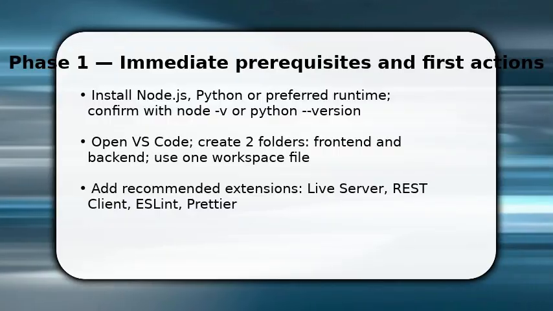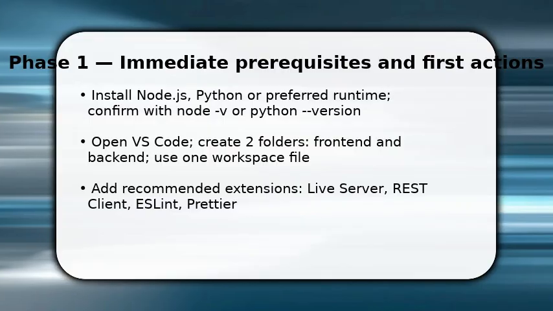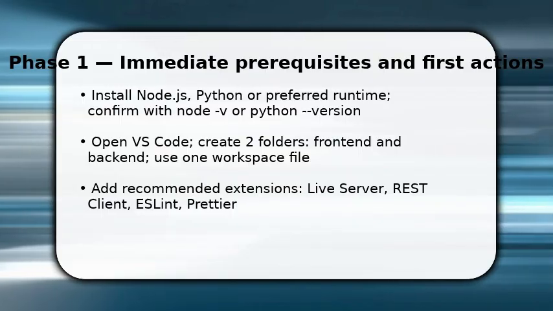You begin by confirming runtimes and installing core extensions so the rest flows. Open VS Code, create front-end and back-end folders, then add them to one workspace. This keeps shared settings. Once done, initialize package.json or virtualenv in each folder and commit.